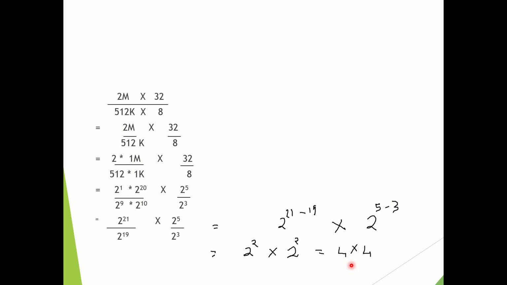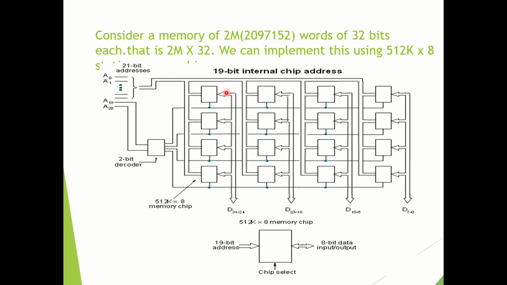That means we need the chips in 4 rows and 4 columns, a 4 by 4 matrix. A 4 by 4 matrix means 4 rows of that chip, and in each row 4 columns of that chip. So the next point is how we can arrange this entire memory.